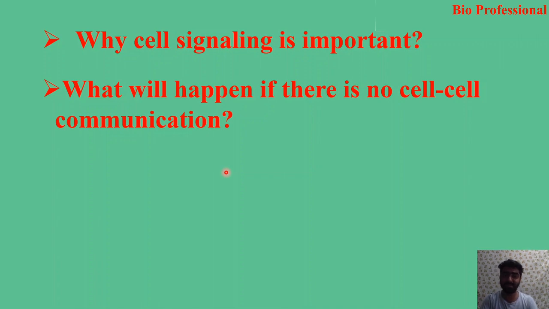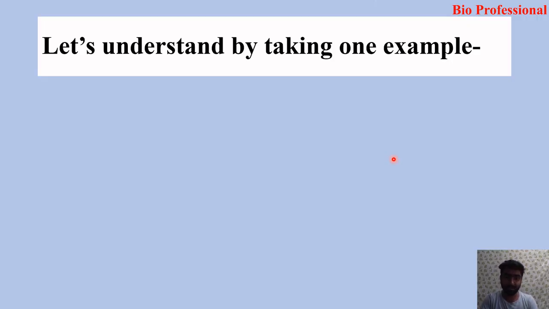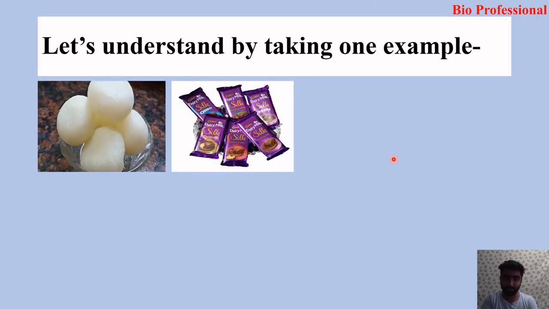So if there is no cell signaling, your organs cannot do their individual jobs, because all these processes work in a complementary way, right? So to maintain all the physiological processes in a coordinated manner, there is the requirement of cell signaling. If it is not working, then your body will not work in a coordinated manner. Okay, so let's understand by taking one example.